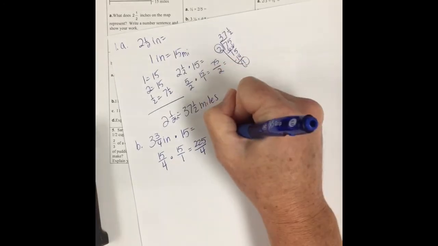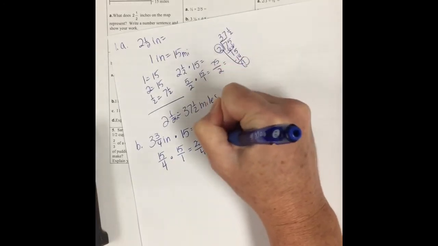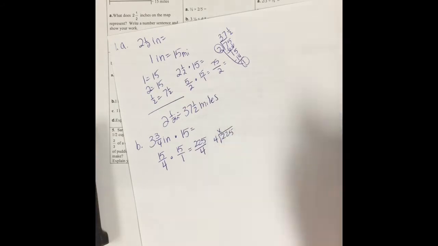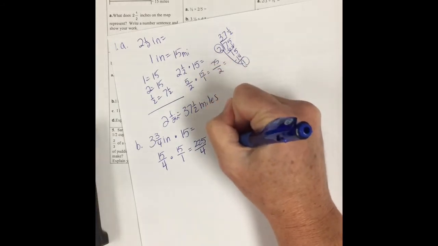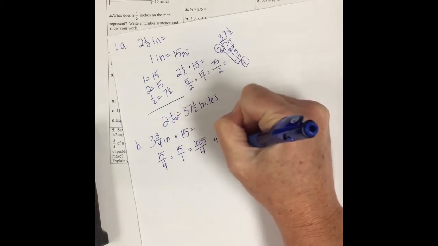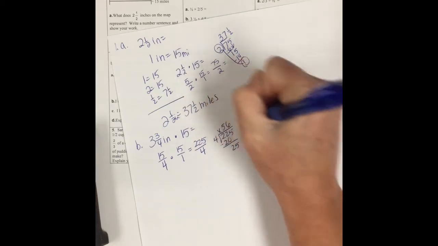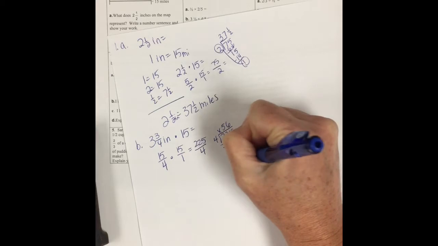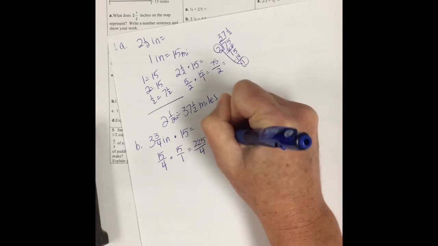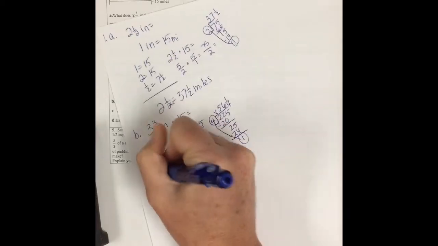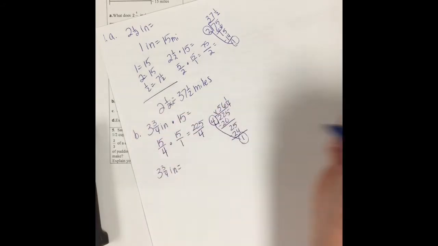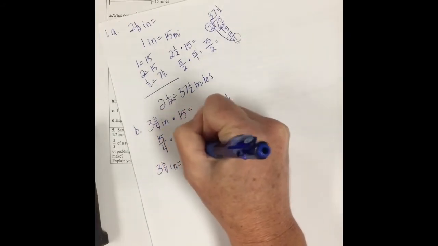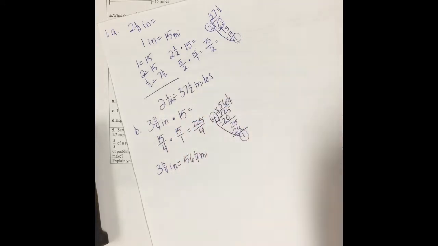And you can simply divide that out if you do not know. 4 does not go into 2, so I put an X as a space holder. 4 into 20 goes 5 times, which is 20. 4 goes into 25 6 times, which is 24. I take my remainder, I put it over my divisor. 3 3/4 inches is going to be 56 1/4 miles.